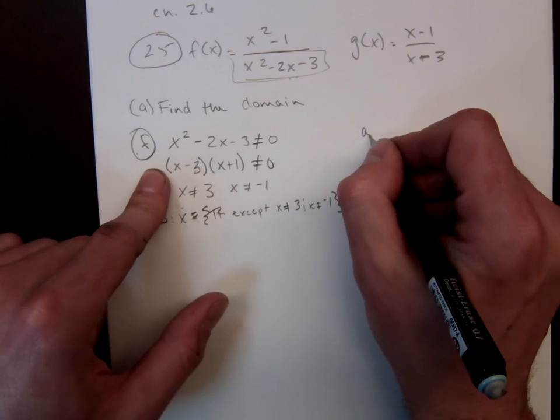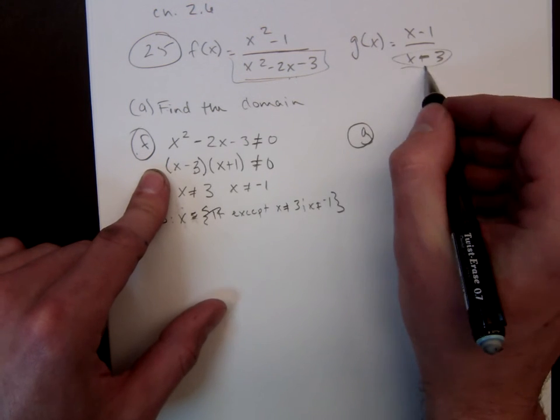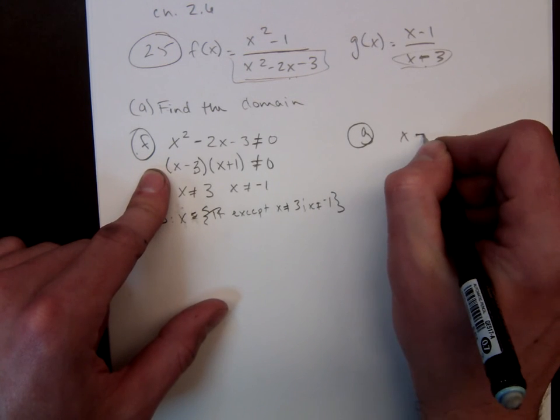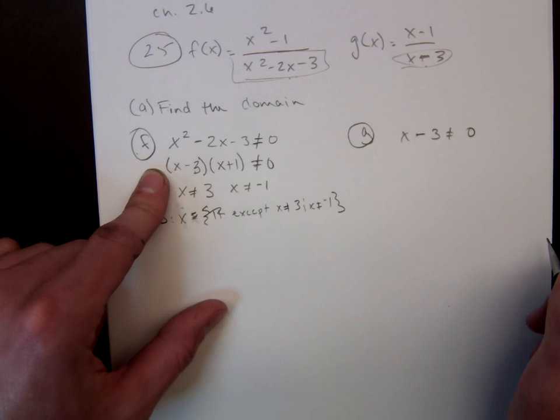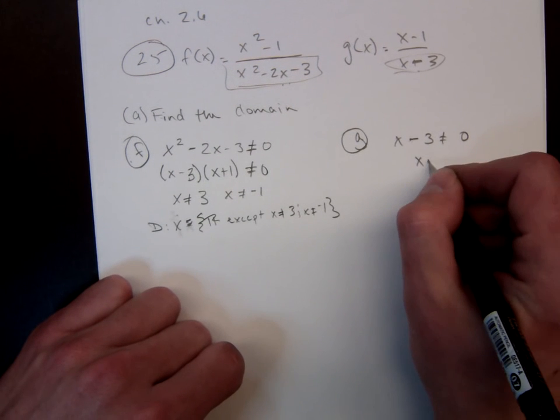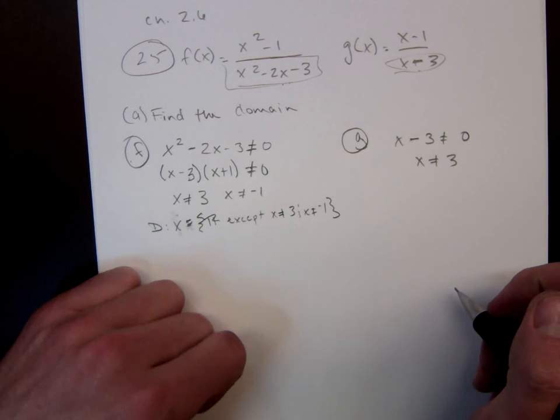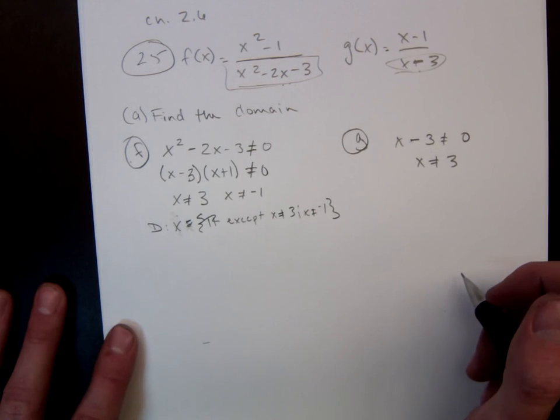And the domain of g, well, that one's a bit simpler. We simply know that x minus 3 cannot equal 0. Therefore, x cannot equal 3. And you can write it out the same way. All right, moving on to b.